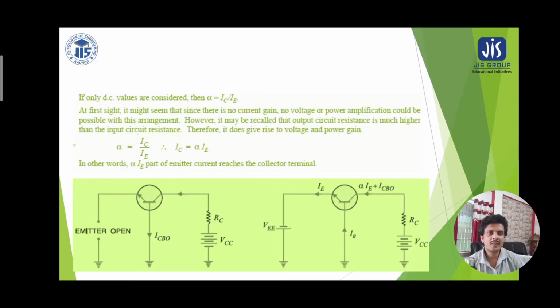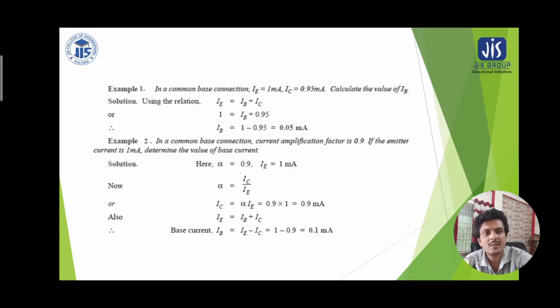Therefore, when the input terminal is biased with VEE in the positive direction, then we can get IC equal to alpha IE plus ICBO. So this is the general configuration. Now the problems have come.